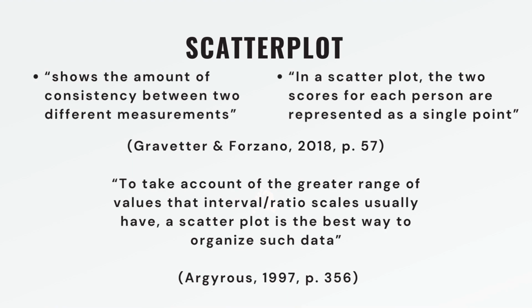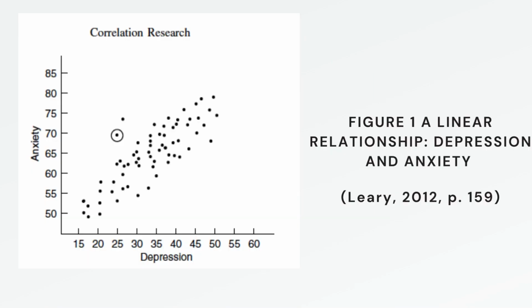In addition, Argyros mentioned that in order to take account of the greater range of values that interval or ratio scales usually have, a scatter plot is the best way to organize such data to get an initial impression as to whether any correlation exists. An example of a scatter plot of the relationship between depression and anxiety was presented by Leary in his textbook.